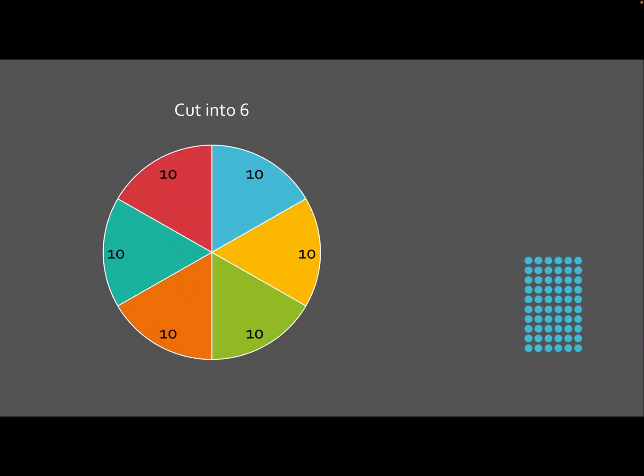I can cut into 6 groups. The array is 10 by 6. 10 lots of 6 is 60. We do 10 minutes quite often. You might say, you've got 10 minutes to finish your work. You've got 10 minutes to go and chat to your friend. We use 10 minutes quite a lot.